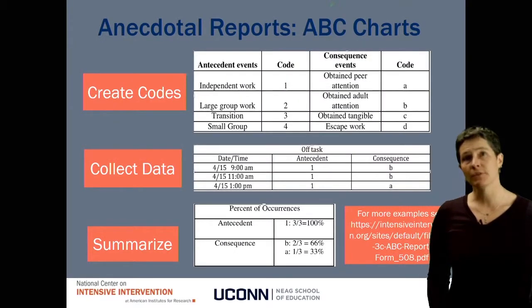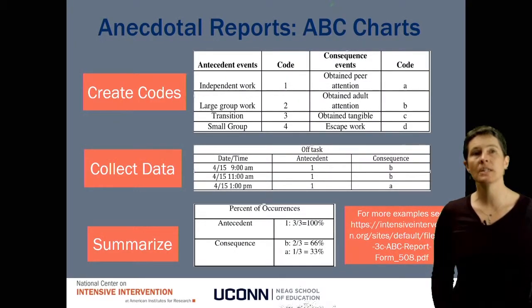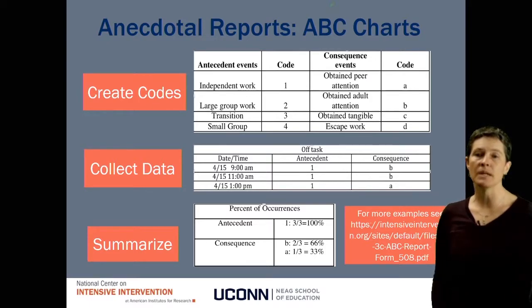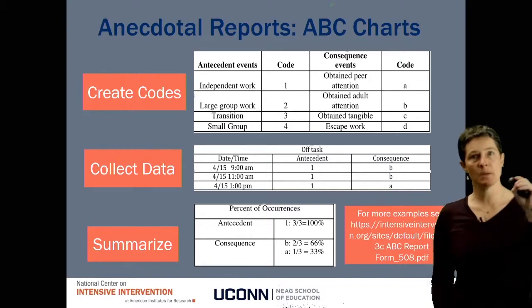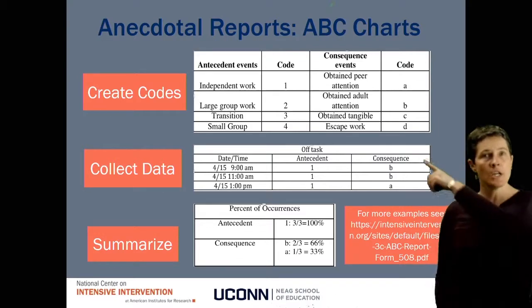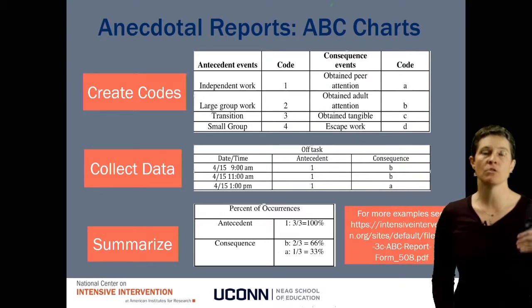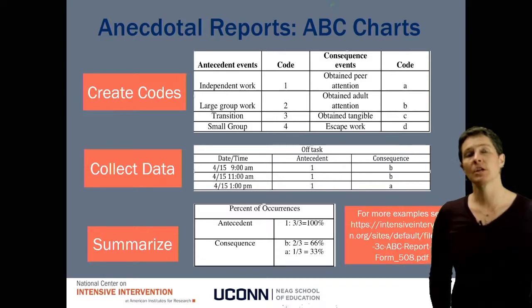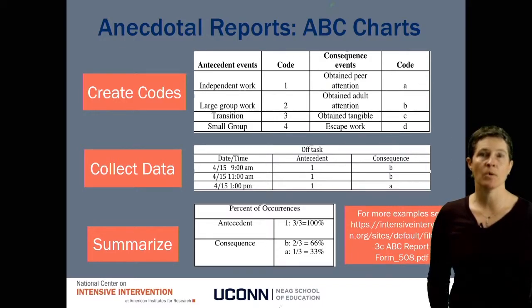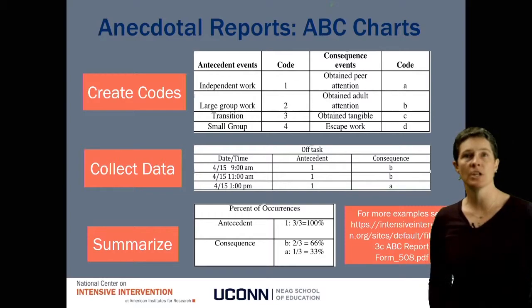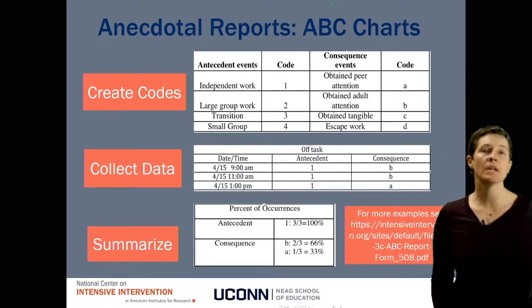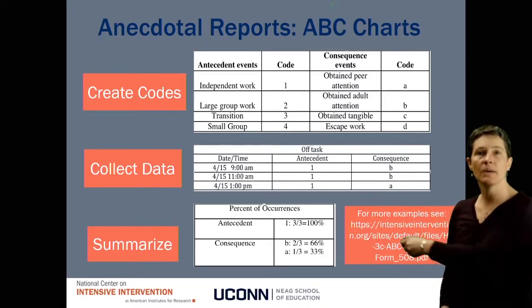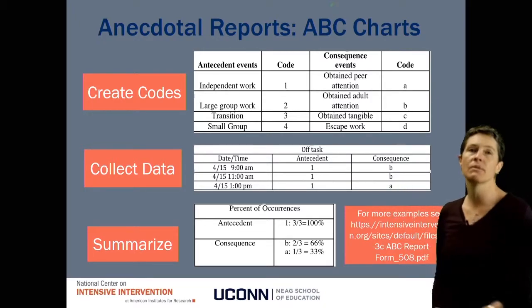There's a variety of different ways to do those, but if you're engaged in these a lot, one strategy might be to think about creating codes for yourself. So instead of having to write out every single time, independent work, large group transition, just create a quick code for yourself, 1, 2, 3, 4. What are the particular consequence events that you're likely to see? Probably peer attention, adult attention, tangibles, and escaping work are going to be the ones that you see most frequently. So create a code for yourself, and then when you go to collect the data, you're just quickly writing down those codes.